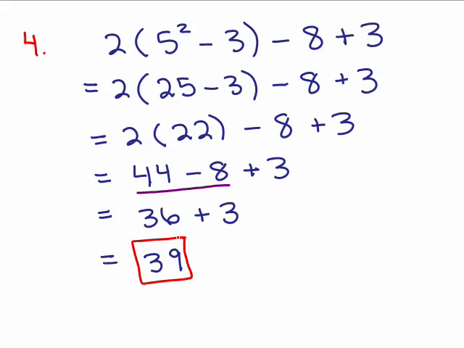Little side note, 44 minus 8. If you can't do that in your head, what you could do is first subtract 4, which is 40, and then subtract 4 more, which is 36. It's just a little arithmetic trick. If you don't want to have to get out a calculator or do it on the side or some other way to get 44 minus 8. So that's number 4.